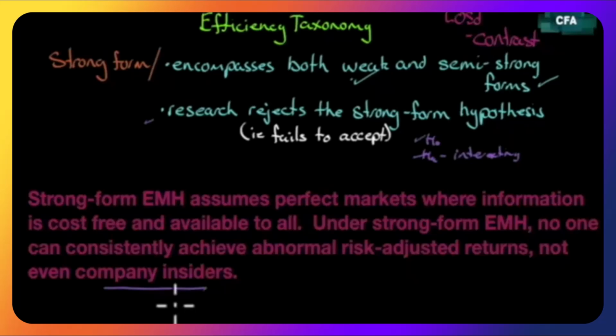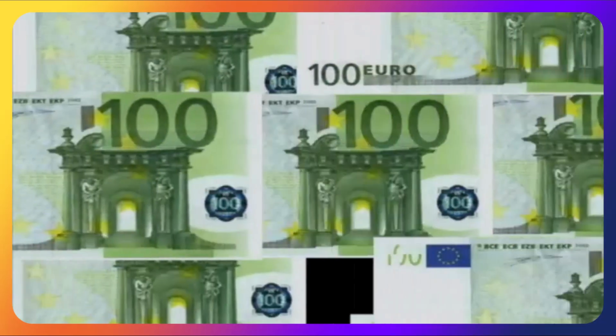If I have inside information, private information that nobody knows, there must be something I can do with that private information. And it turns out, yes, there's no support for a strong form EMH.